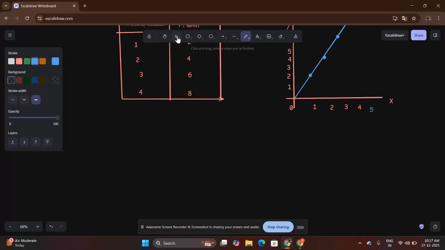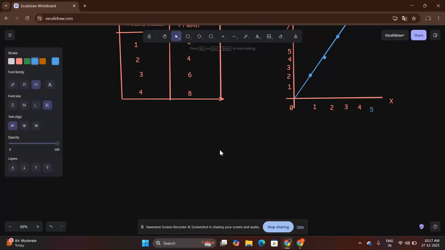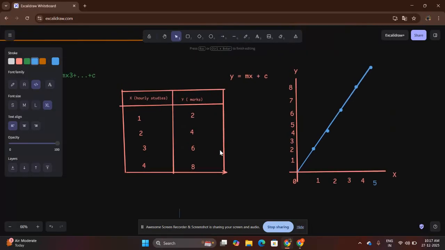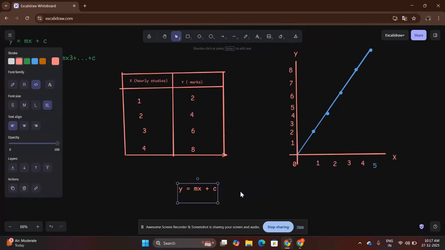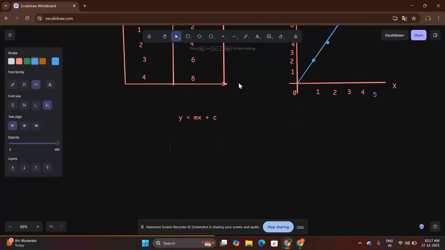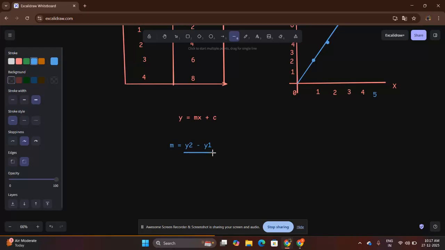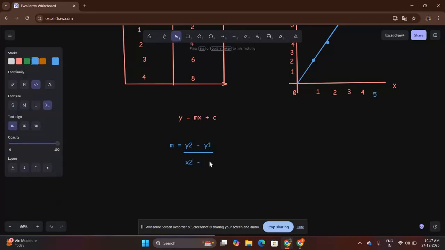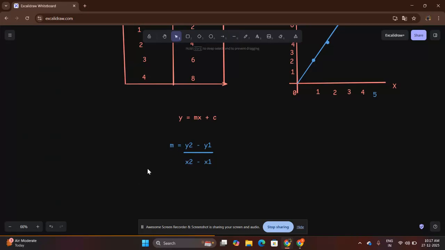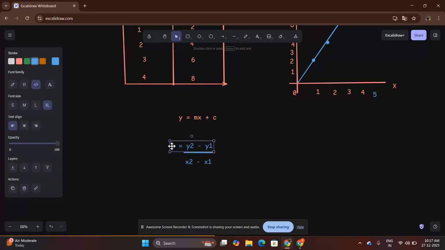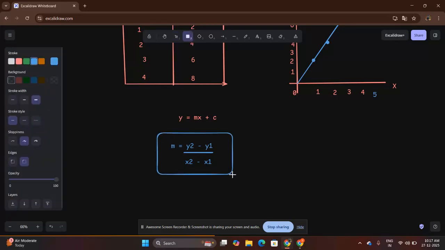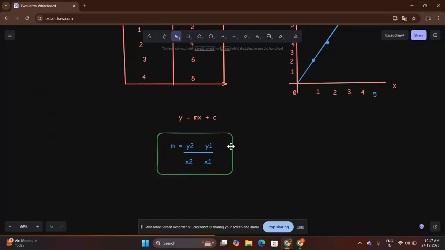What calculations are done in the background? How are the slopes calculated? What's the m in y equal to mx plus c, you have seen this formula, okay? What is m, and how is m calculated for this line? There is a formula for m, that is y2 minus y1 divided by x2 minus x1. This is the formula for finding the slope.